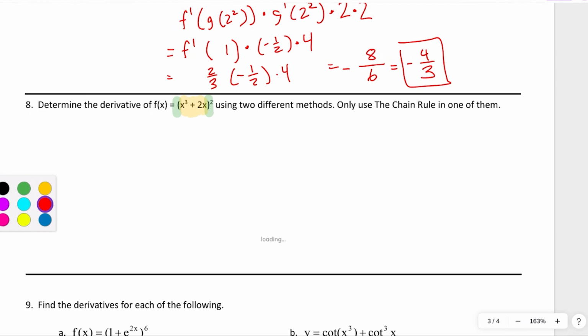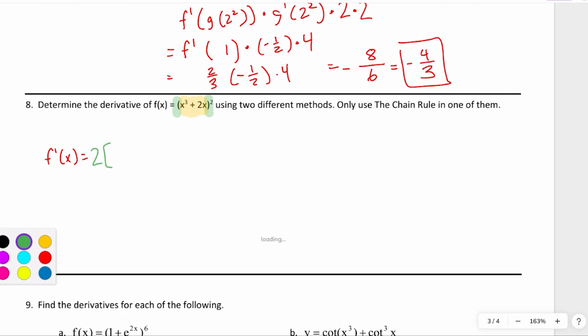So using the chain rule, we've got f prime is 2 times something to the first power. I'm not even going to put the something there, so I really don't need brackets here. I think I'm going to use parentheses. Of x cubed plus 2x times the derivative of x cubed plus 2x, which is 3x squared plus 2. Okay, so that's one way to get there. That's using the chain rule.